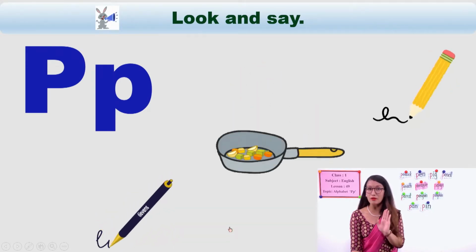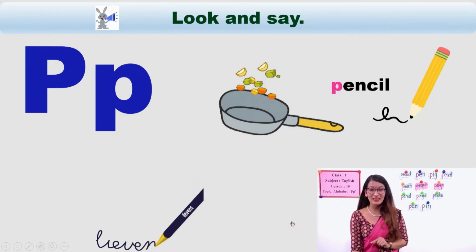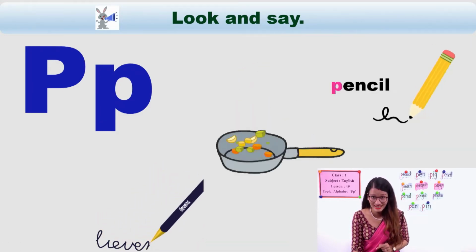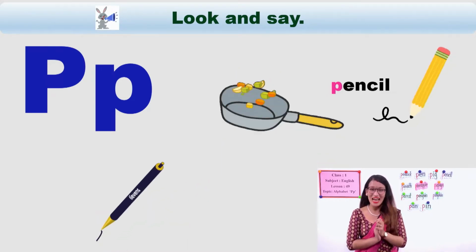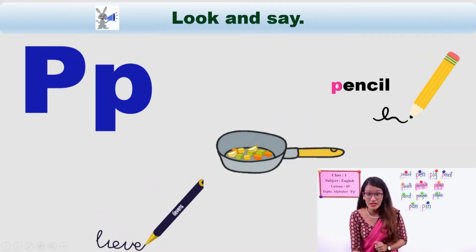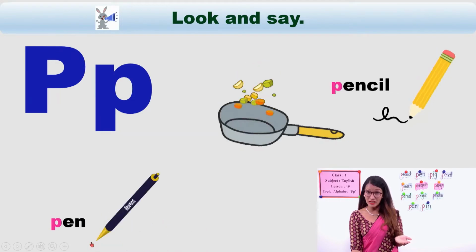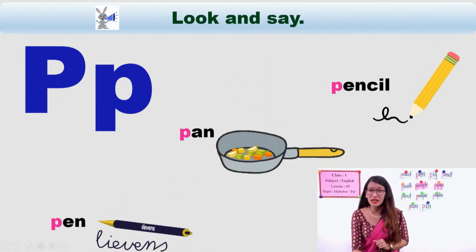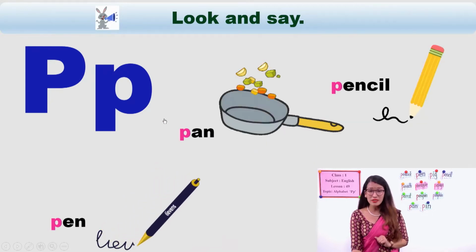Check whether you said it correctly. Did you say it pencil? Yes. Wow. Excellent. And did you say it pen? Good. Did you say this correctly?